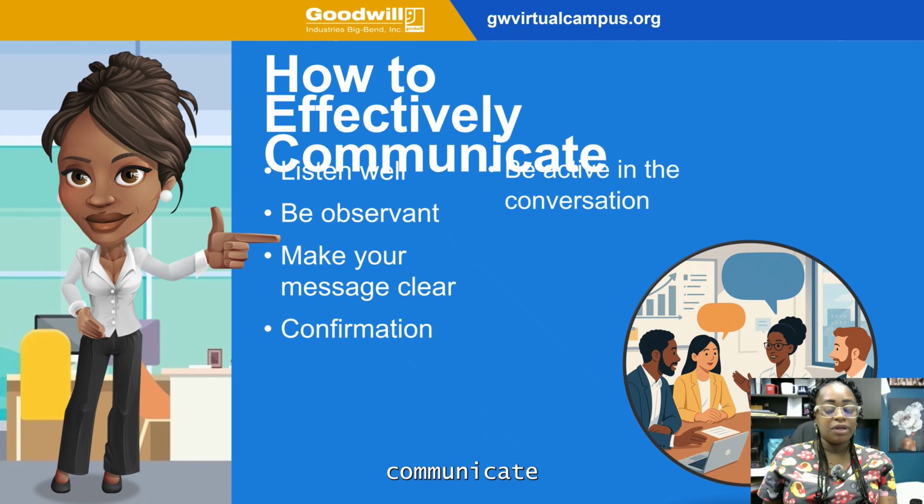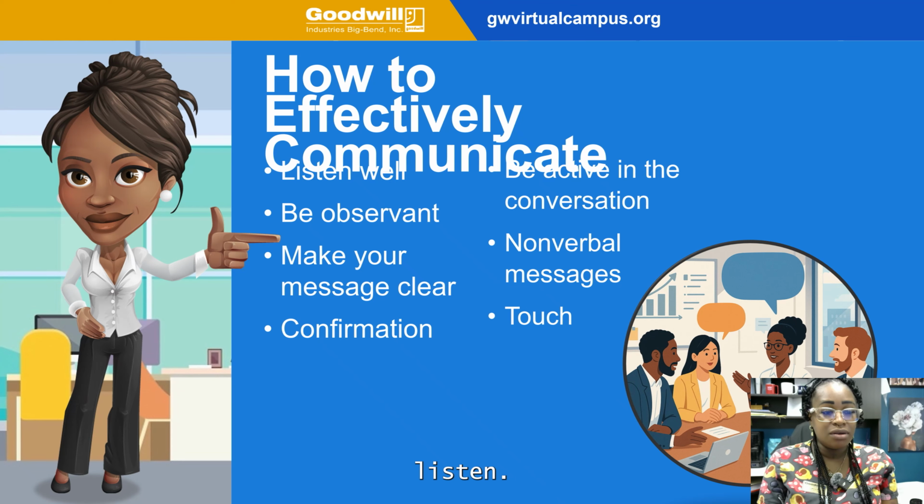When we communicate effectively, we've got to listen well. We're going to be active in the conversation. We're going to be observant. We're going to make sure we deliver clear messages. We're going to use nonverbal messaging so that the messages we deliver verbally are clear. We're going to confirm, and we even use touch if necessary.